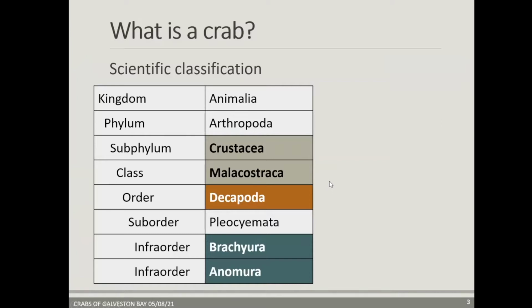To start with the way they are classified, they're animals, of course. They're in the phylum Arthropoda, and that's the largest phylum of all the phyla. These are invertebrates that have exoskeletons, segmented bodies, and paired and jointed appendages. So that's a big group.